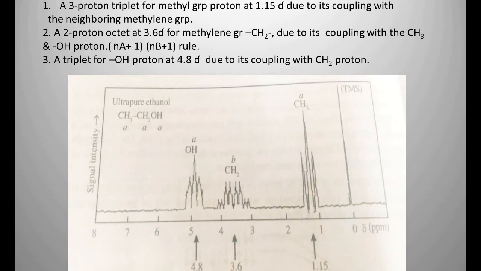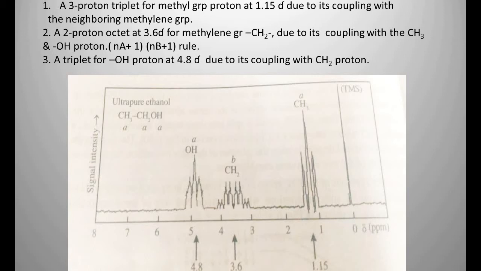split into 3, so it is called a triplet, and the splitting is due to the effect of CH2. CH2 has 2 protons, so 2 plus 1, 3. So the CH3 proton signal is split into 3 lines. So a 3 proton triplet for the methyl group at 1.15 delta due to its coupling with the neighboring methylene group.